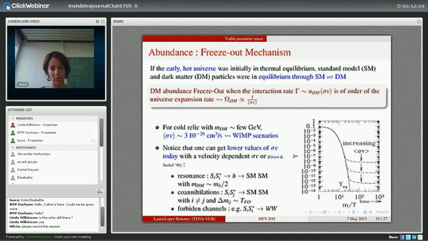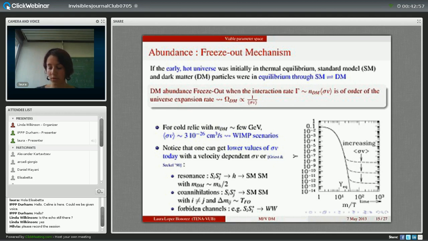Co-annihilation processes are processes of annihilation between two different components of our S triplet, for example, in our case, which have slightly different masses. And we assume that the heavier component is going to decay into the lighter component, and we stay with the light component today. The heavier component is not there anymore and is not going to contribute to the indirect detection searches. Forbidden channel is also another possibility to have a smaller value of the annihilation cross section today.